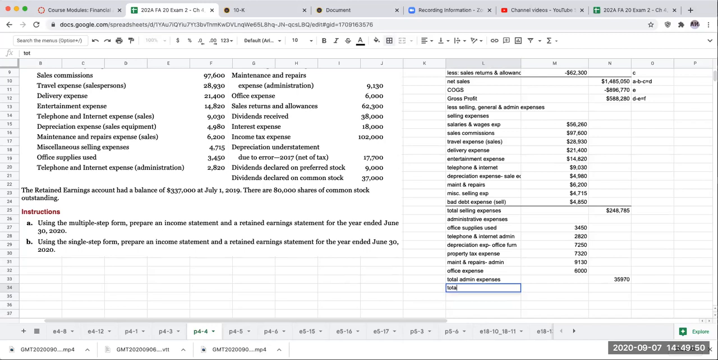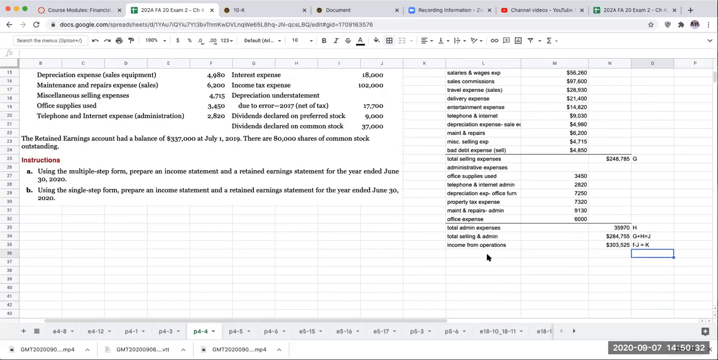Okay, so my total selling and admin is going to be $248,785 plus $35,970. So my income from operations is going to be my gross profit minus my selling and administrative expenses, or $303,525.